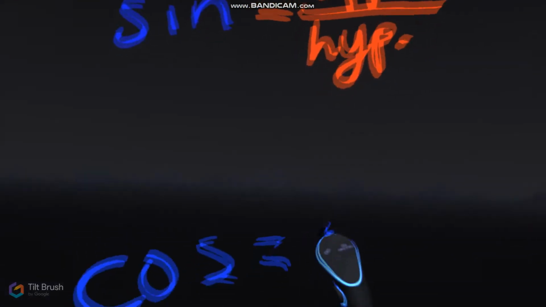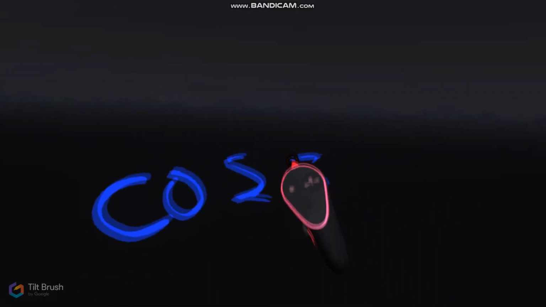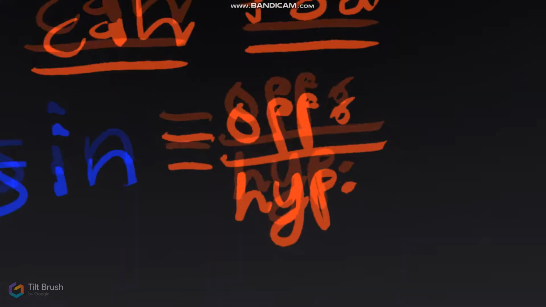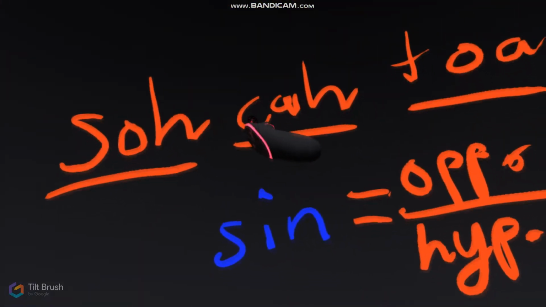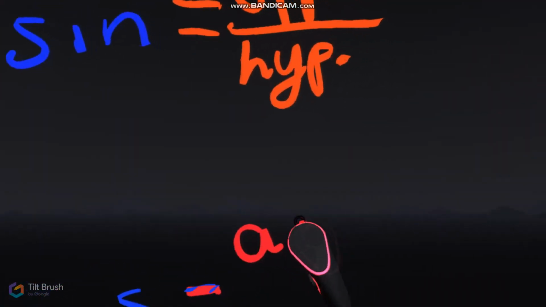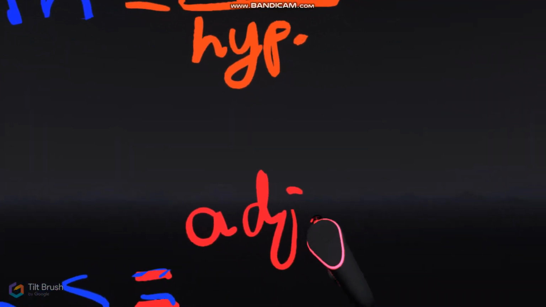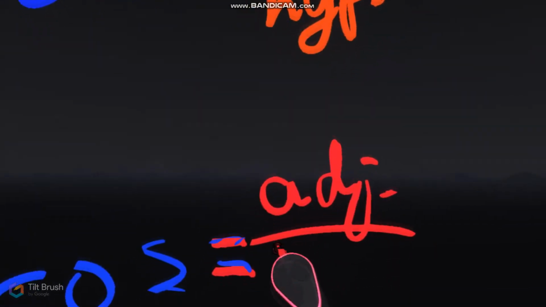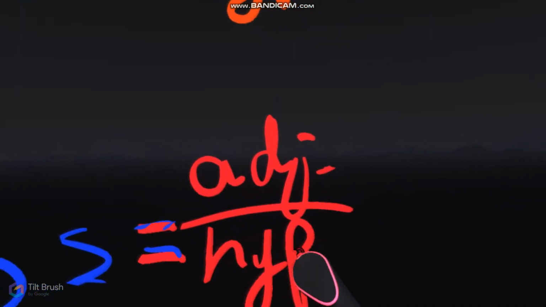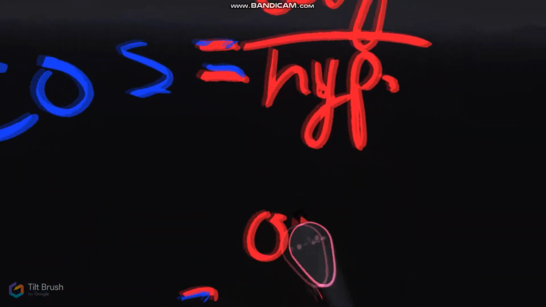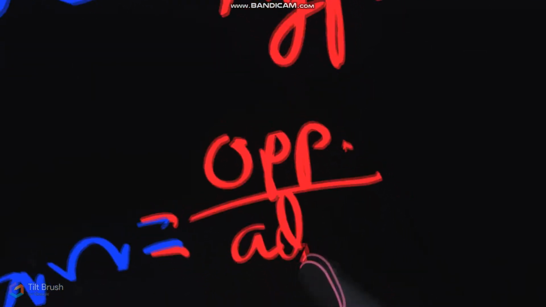Cosine is adjacent over hypotenuse, and you'll learn more about what this means in a little bit. And then tangent is opposite over adjacent.